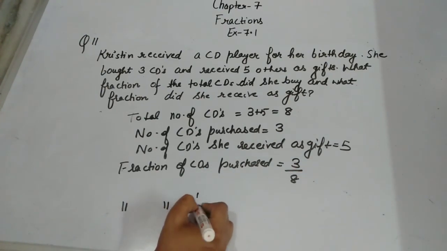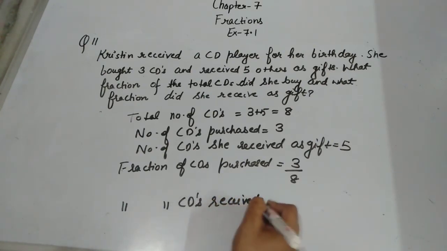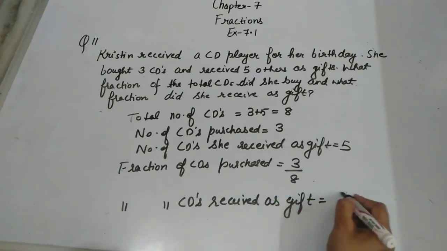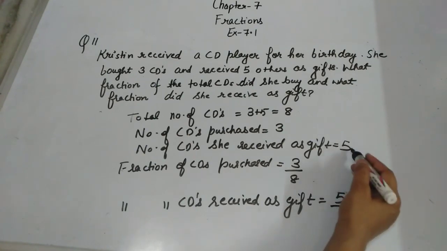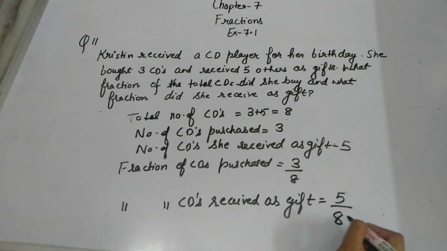The fraction of CDs received as gifts is 5, which she received as gifts, and the total number of CDs is 8. So 5 by 8. This is the solution of question number 11. So now your exercise 7.1 is complete. Let us move on to exercise 7.2, and for that we'll meet in the next video.